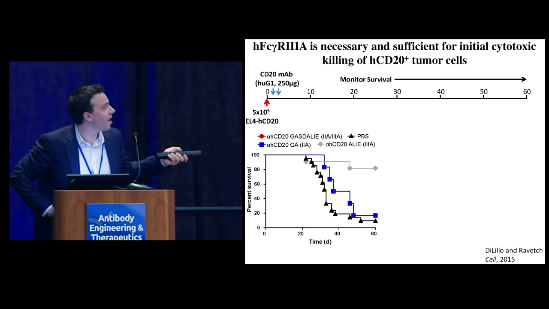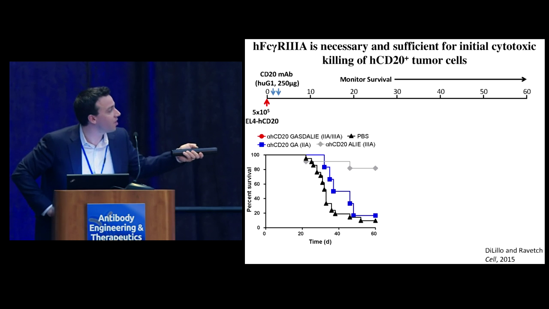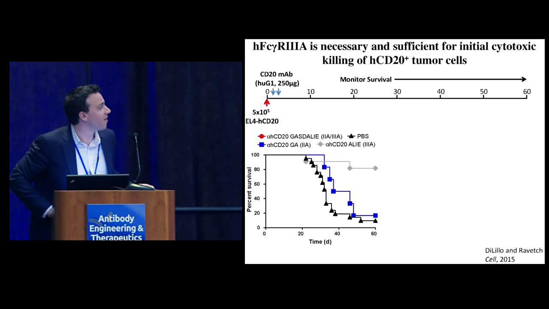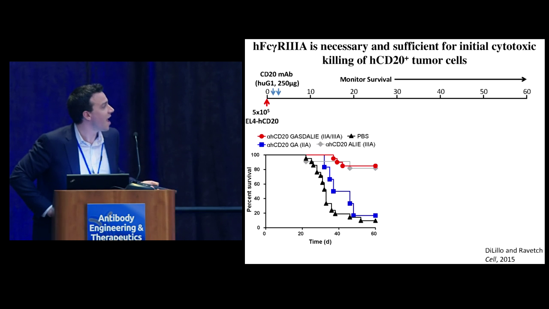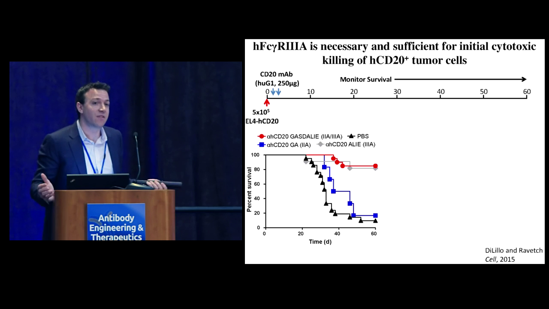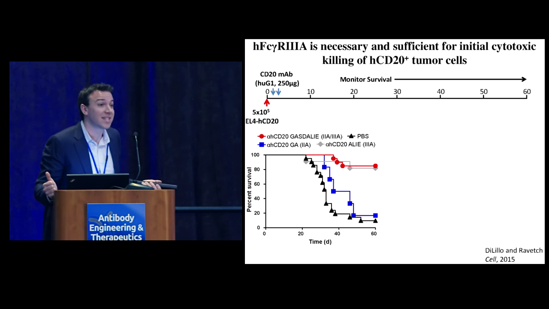But if you give them the antibody that selectively interacts with FcγR-3a, then you get pretty good survival of these mice and tumor cell clearance. And also, if you give the mice the mutant that interacts with FcγR-2a and FcγR-3a, the ghastly mutant, again, you get a very good clearance of the tumor cells through cytotoxicity, suggesting that in vivo, it's FcγR-3a that is mediating the cytotoxicity of antibody-opsonized tumor cells.